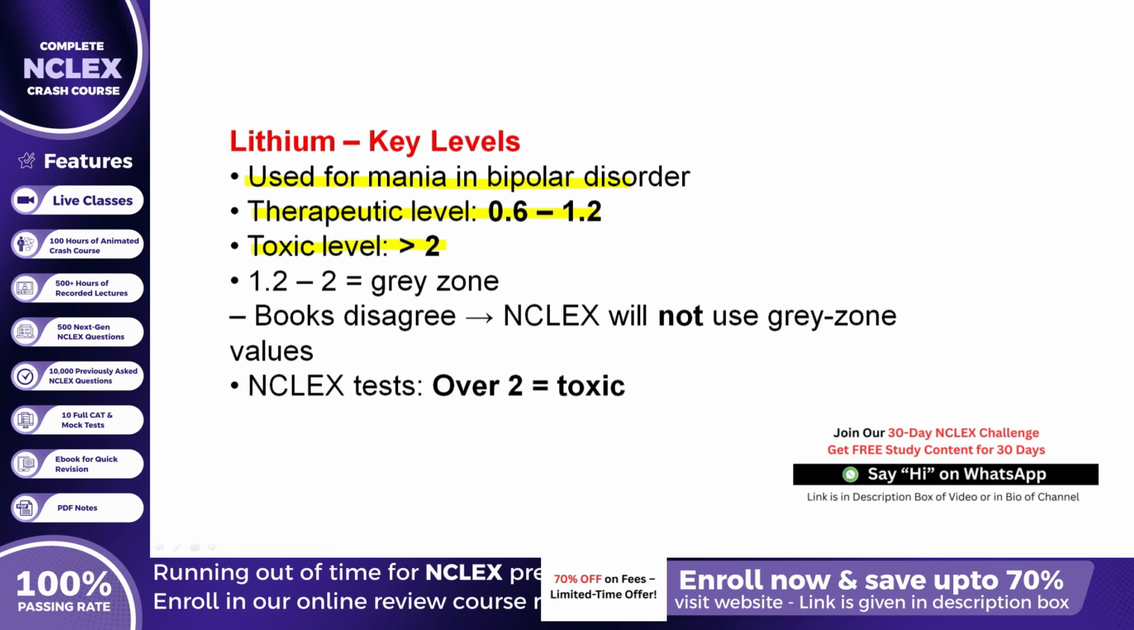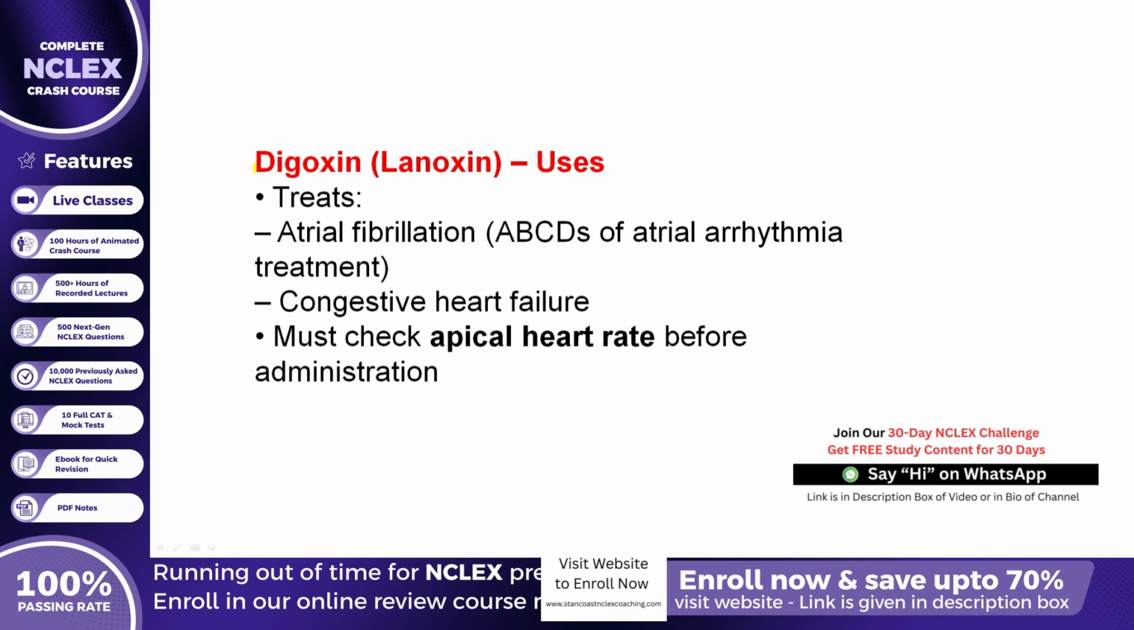The range from 1.2 to 2 is often referred to as the gray zone, and that is because different books disagree about how to classify it. Since books disagree, NCLEX will not use gray zone values, which makes things much simpler for us. NCLEX tests only one rule: over 2 is toxic. Now let us continue by reviewing digoxin, also known as Lanoxin, and its uses.